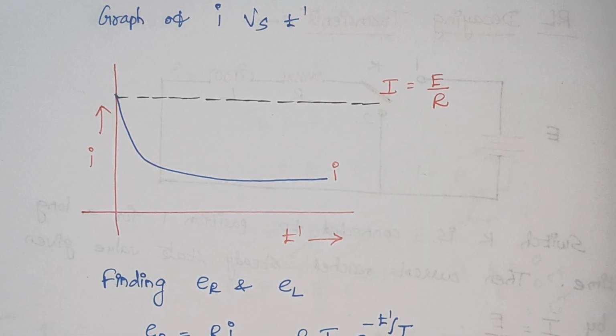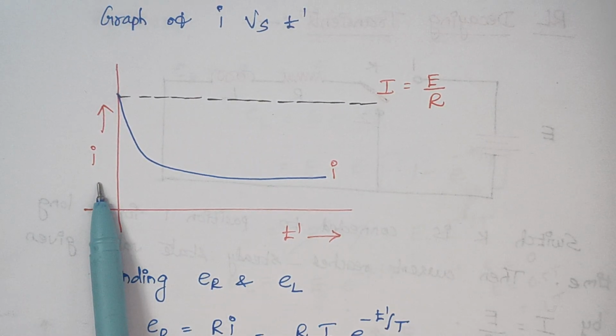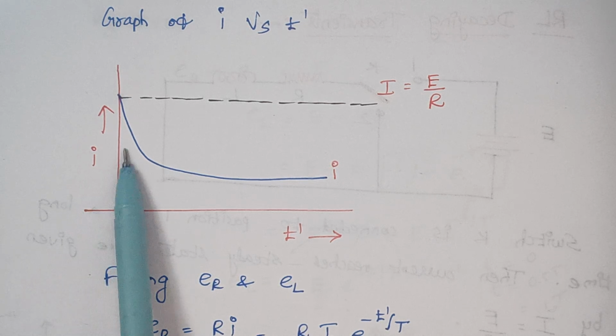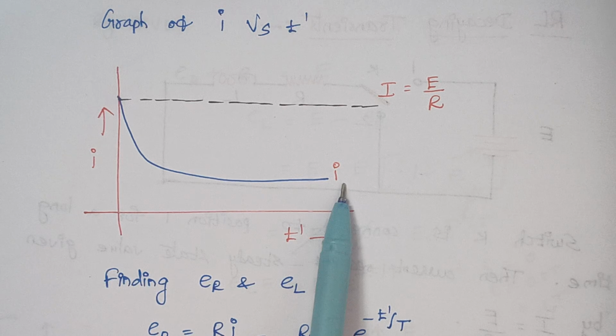Next we are going to draw the graph between t dash and I. Here we have to substitute random values of t dash and find out the value of I. Here it is decreasing.